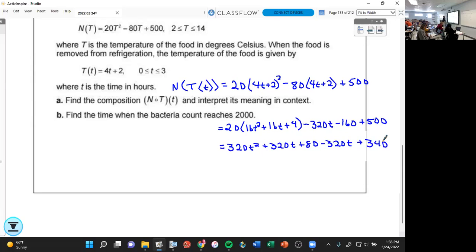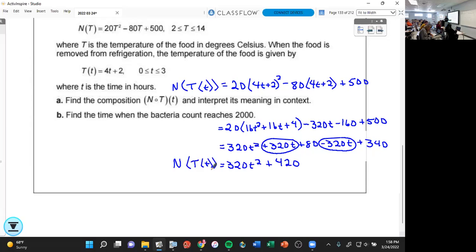Okay, combining like terms. Gives you 320t squared plus 4, that's approximately. These guys cancel. Plus 420. Okay, so I now have N of t is equal to 320t squared plus 420. What's that mean? That means they'll grow 320 bacteria.